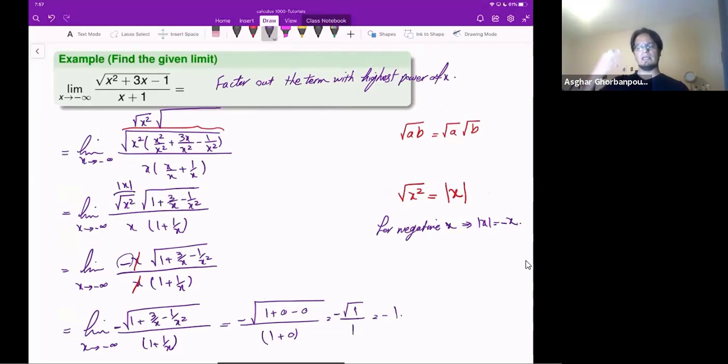The idea is the same thing. So try to factor out the highest power, but you may need to do a little bit more work. Any questions, any comments there, Sina?